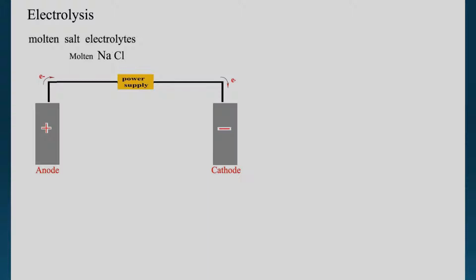So, if you put this molten salt into this solution, what will happen? The negative ion will flow towards the positive rod. The positive ion will flow towards the negative rod. So chloride, the negative ion, will flow towards the positive anode. Sodium, positive, will flow towards the negative cathode.